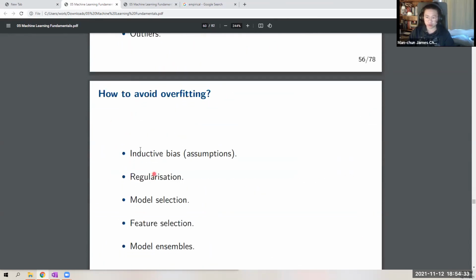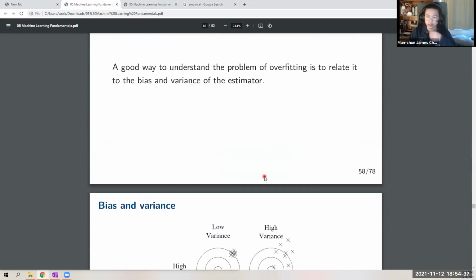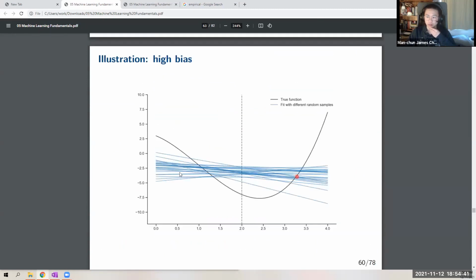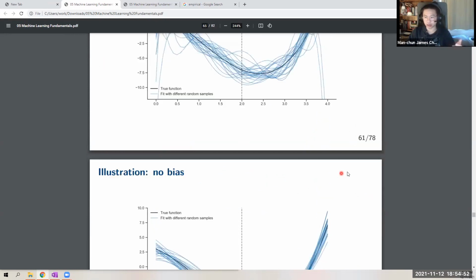How to avoid overfitting? Regularization, feature selection, model ensemble, so just ensemble models together. This is a good example of a model that's high bias: the data point is like this, but you're just fitting it over here. This is high variance, it's just all over the place.